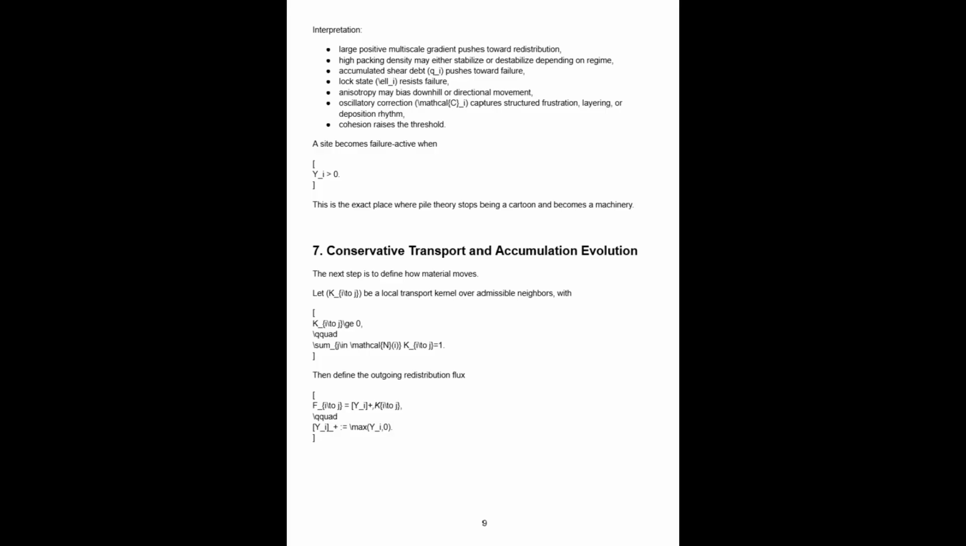Okay. And finally, the sixth channel is cohesion, which is simply the natural tendency of the particles to stick together, like damp sand versus dry sand.